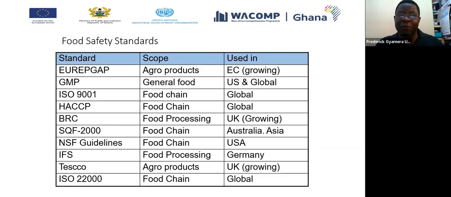So now let's look at some of the food safety standards and where they are being used or applied. On my left, you have the standard. In the middle, you have the scope, and where it is commonly used. Eurogap, now you have Ghana Gap or Global Gap. It's for agro products. So agro business people, don't forget that there is a standard. In Ghana, the Ghana Gap is there, and you have the Euro Gap, depending on where you want to sell, and you have the Global Gap.